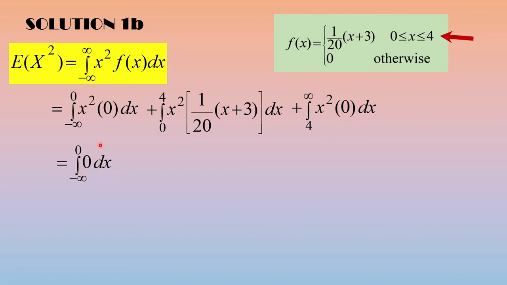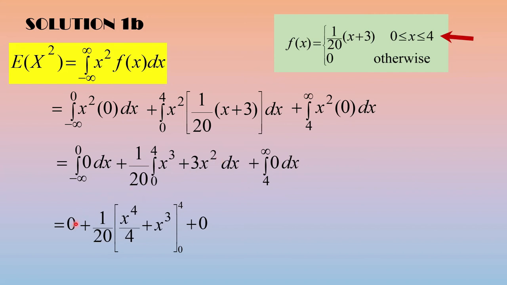Therefore, the function is 0 from negative infinity to 0, plus we simplify by bringing 1 over 20 out, and inside the integral we have the integral of x squared times x, which gives x cubed, plus 3 times x, we have 3x squared dx, plus 0. Integrate from 4 to infinity, 0 dx.